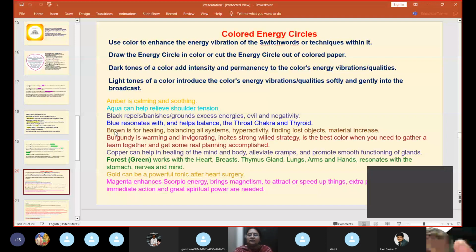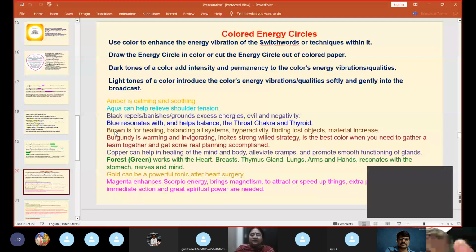The green color works for the heart, the chest region, and in the upper part of the chest region is the thymus gland, where we say our confidence basically resides, and that thymus is under the color green. The lungs, the arms, the hands, and also the nerves and part of the stomach, all come under green color.